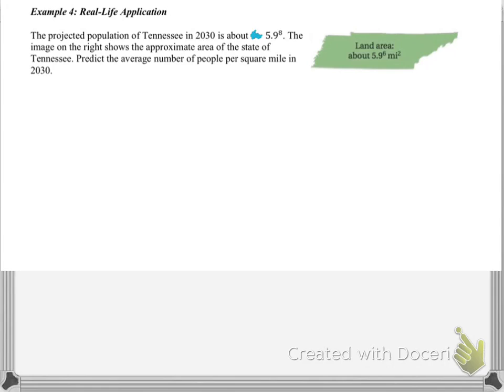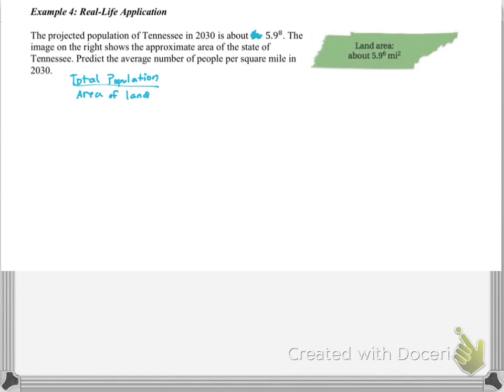Average, what we do here is we take the total amount and divide that by the area, right? That's the idea right there. Total population, divide that by the area of the land.